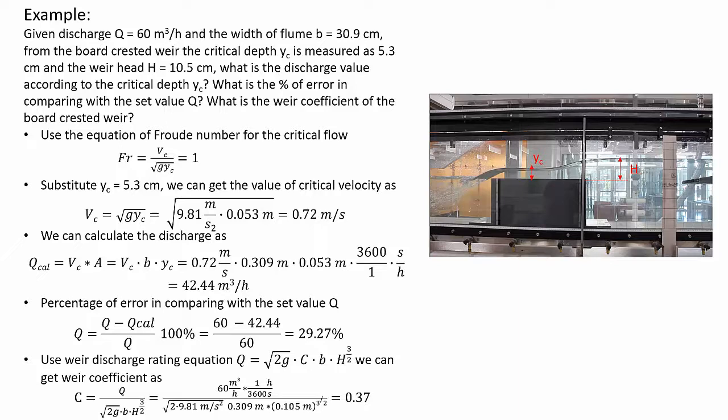This percentage error is quite large, which may come from multiple sources. First, we haven't calibrated the flume, and we don't know how accurate the set value Q is. Second, there may be some assumptions in the equation which are not satisfied in the experimental condition. Next, using the weir discharge rating equation, we can get the weir coefficient as C equal to Q divided by all the other terms on the right side of the equation. After substituting the values of the known parameters, we get the weir coefficient as 0.37.